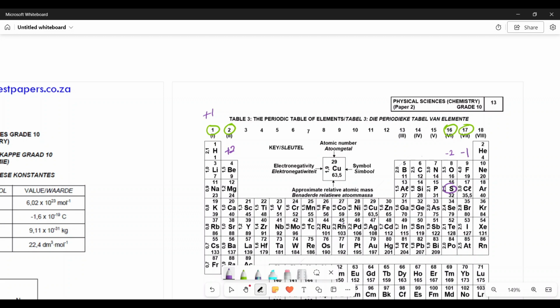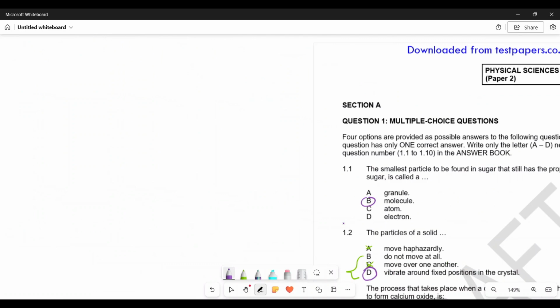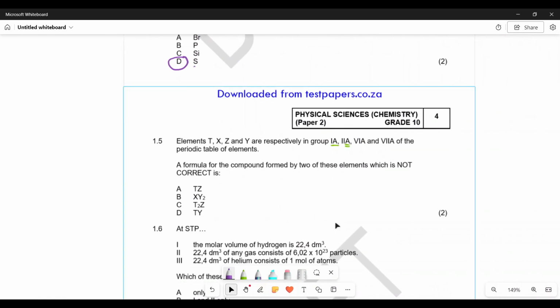So now, basically here, let me see what the question is asking for me. So they say the formula of the correct compound formed by two of these elements which are not correct. Now T, right? So let me start with T and Z. T, it's for my group 1 in this instance, right? So this is group 1, meaning that it's positively charged with 1 ion.